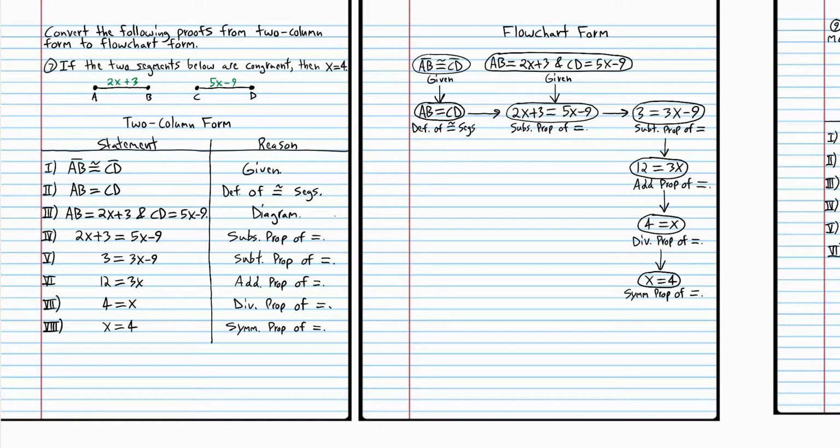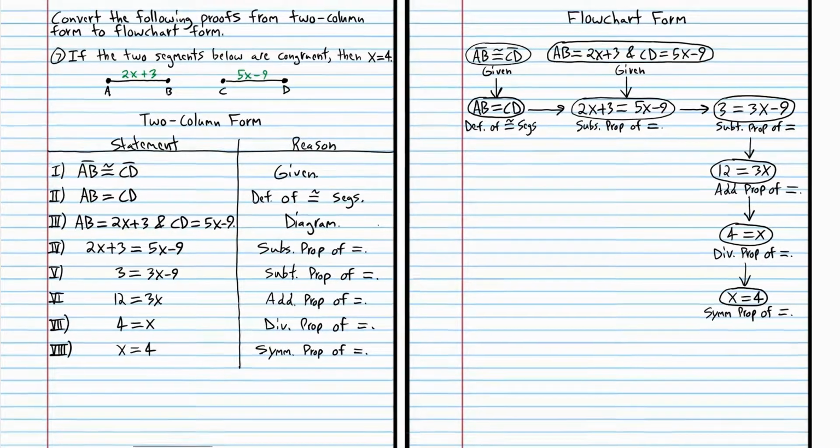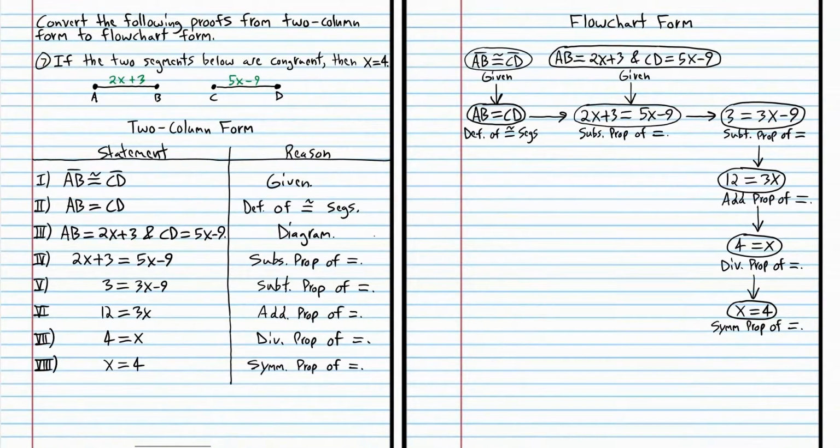We're told that these two segments up here are congruent, and if they are congruent, it's telling us to prove that x equals 4. So we start out with the given information. AB is congruent to CD, and therefore AB, the lengths must be equal, just by the definition of congruent segments. And we're also told in the diagram, or we see in the diagram, that AB is equal to the expression 2x plus 3, and the length of CD is equal to the expression 5x minus 9.